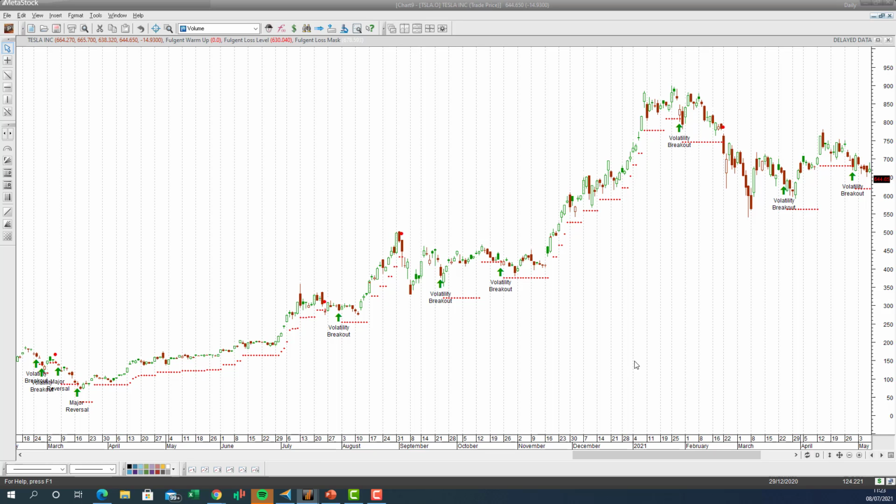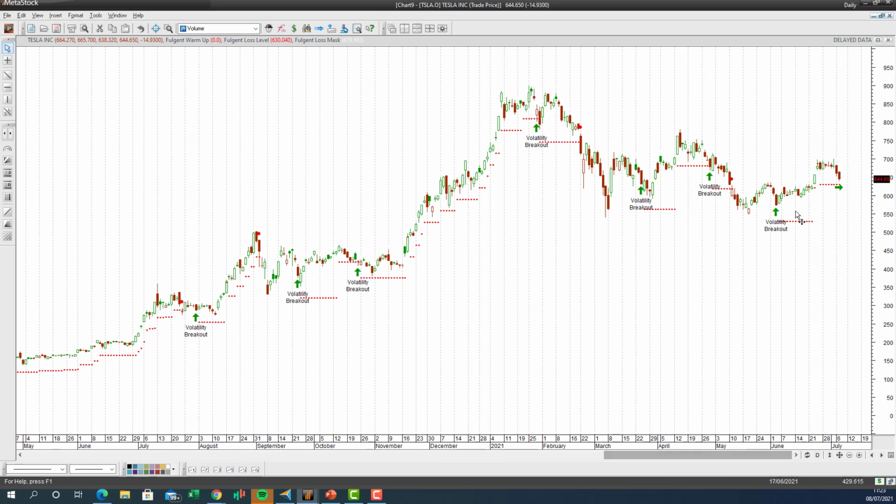So absolutely fantastic trade. And the latest signal on Tesla is a volatility breakout, and you can see the stop loss has now moved up to 630. And the entry point was here at the open of 579. So that's a fantastic trade on Tesla, for example.